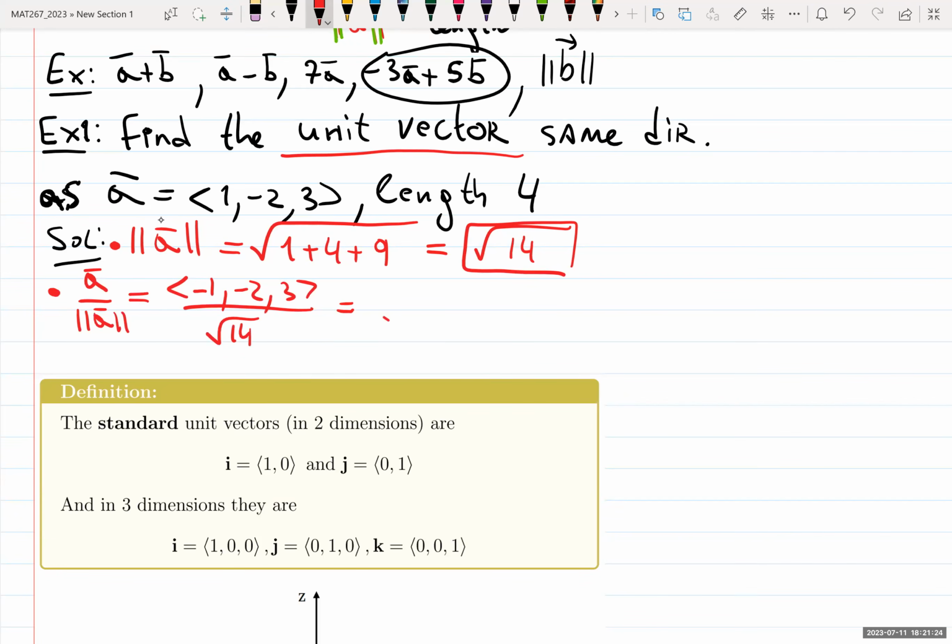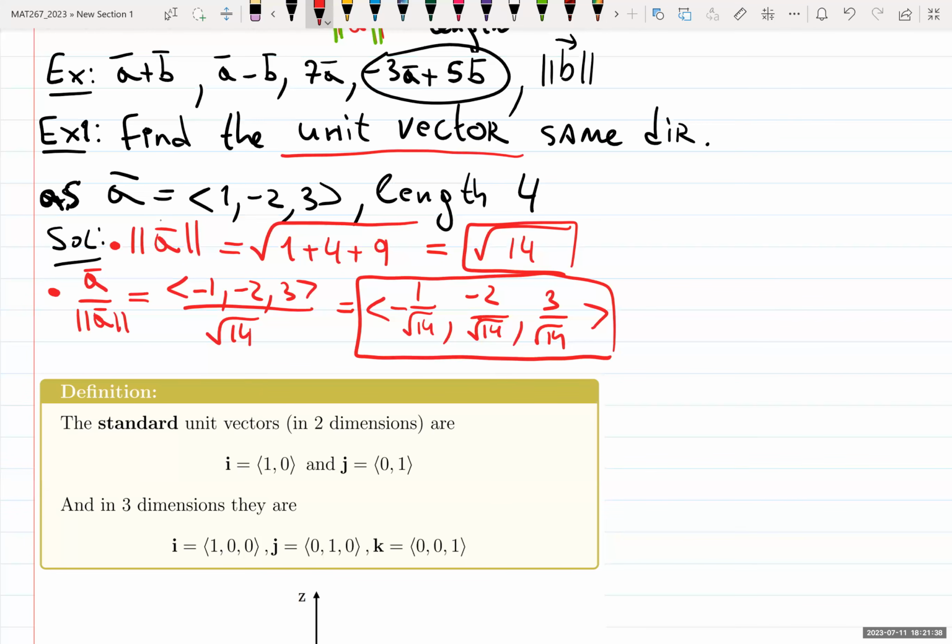Equals -1 over square root of 14, -2 over square root of 14, and 3 over square root of 14. That should be the answer if they did not put the last sentence at the end. That is a nice unit vector A. They also called it U in the book, but it's just a unit vector. It doesn't have to be U.